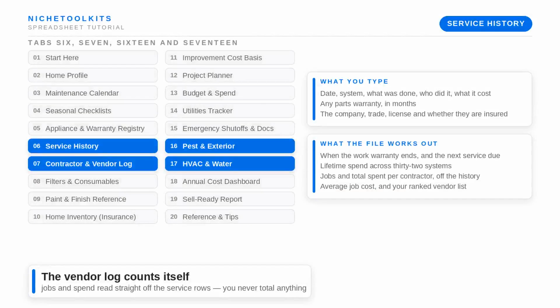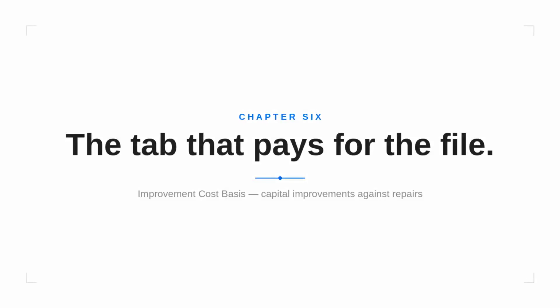Service history is 1 row per visit. The date, the system, what was done, who did it, what it cost, and any warranty on the work. The contractor and vendor log holds the company, the trade, the license, and whether they carry insurance, and then counts their jobs and their total spend straight off the service rows, so you never add anything up yourself. Pest and exterior and the heating and water tab work the same way, with their own cycles and their own next due dates.